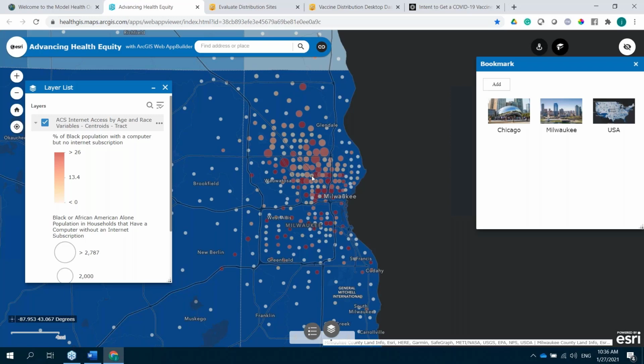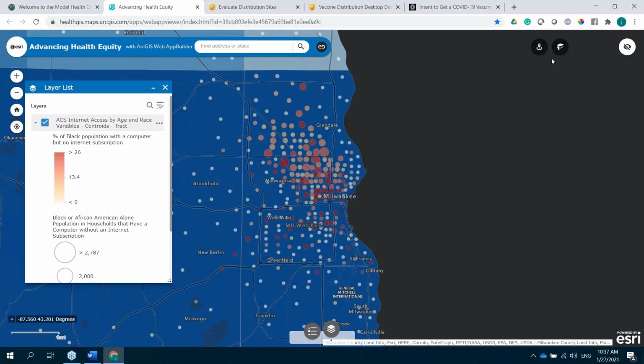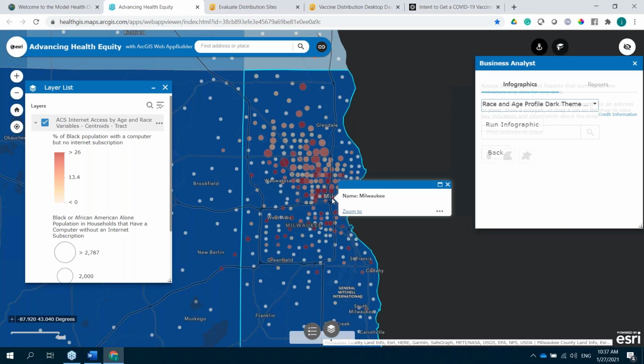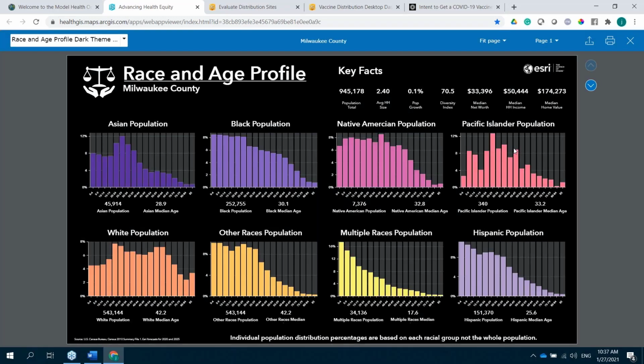But there is much more information that we can use to really understand our communities. And for that, I will use a functionality called Infographics. Let's start with Milwaukee. Let me start running this first infographic. Here, I can explore basically the different races and ethnicities for this community. In summary, this is the community's racial makeup.